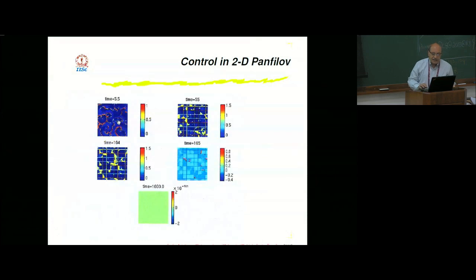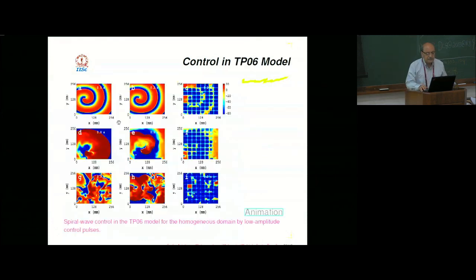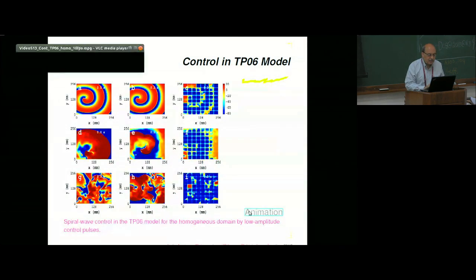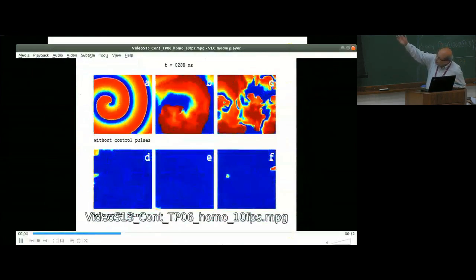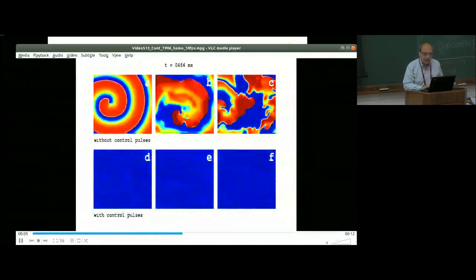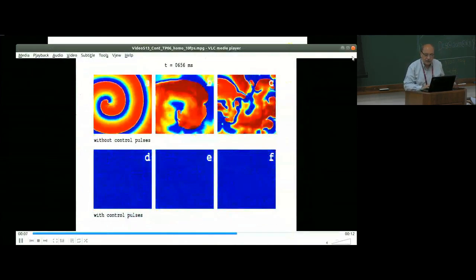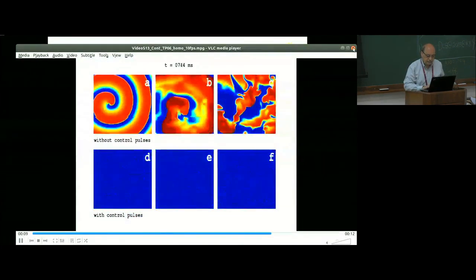Now, of course, you might say, does it work when I have a bigger region? Answer is yes. Does it work in an ionically realistic model? The answer is yes. So I give you a simulation for the TP06 model. And here again, you see for all types of spiral waves, broken or not, our control scheme works pretty well.